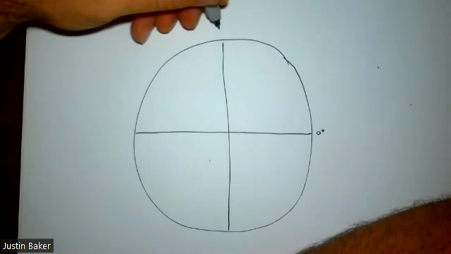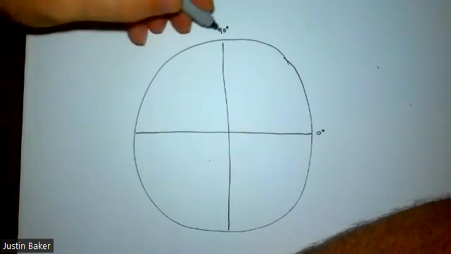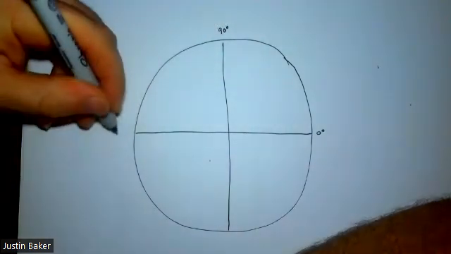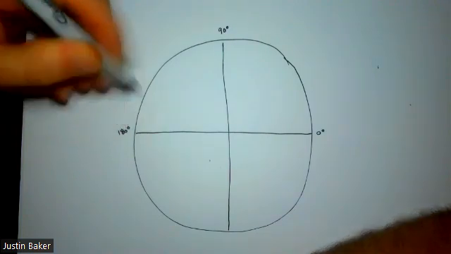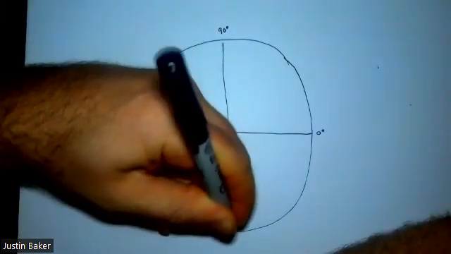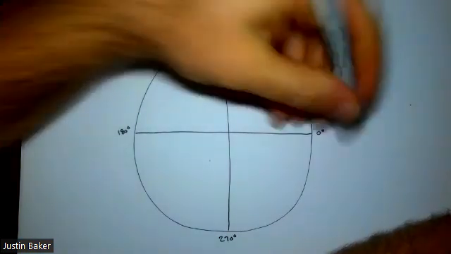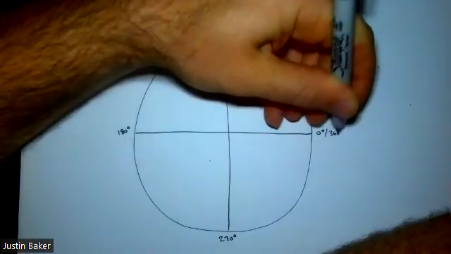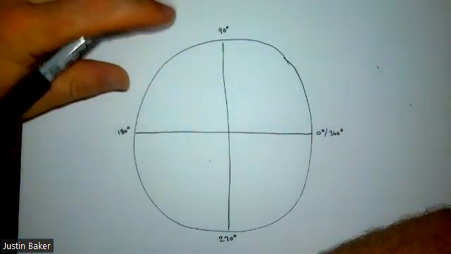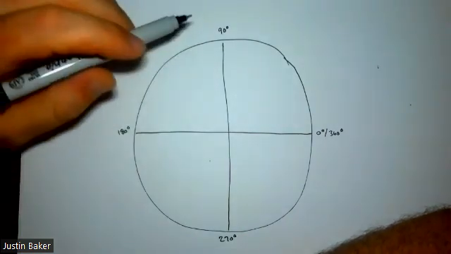And then hopefully it makes sense up here that this is at 90 degrees. This would be 180 degrees. This down here would be 270 degrees. And then over here is 360 degrees if we've completed the circle.